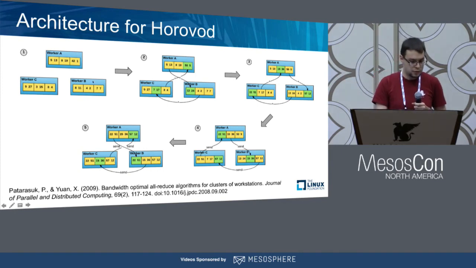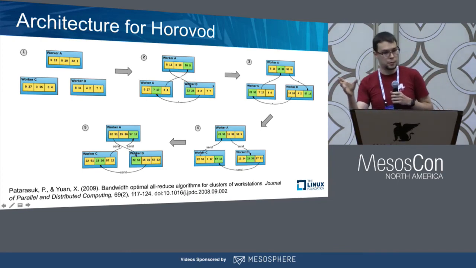Let's say you have three workers, each of them with some amount of numbers. They split their arrays of numbers into the same number of chunks as there are workers, so in this example, three. Then they send each other those numbers and add them together. In this case, the first worker will send its first chunk to the second worker, the second worker will send its second chunk to the third worker, and so on and so forth. They have to do this operation as many times as there are workers, minus one.